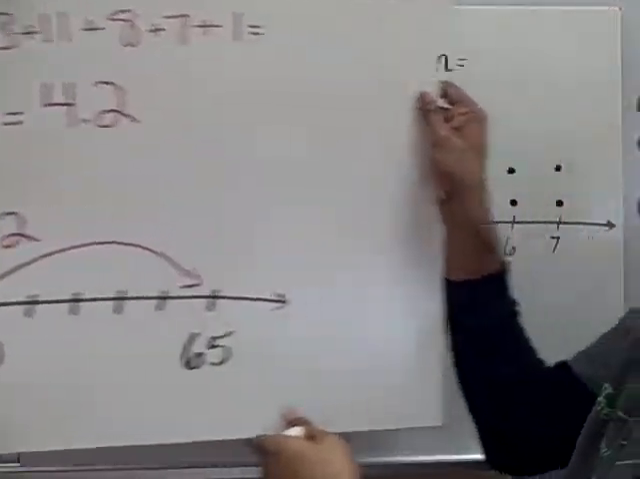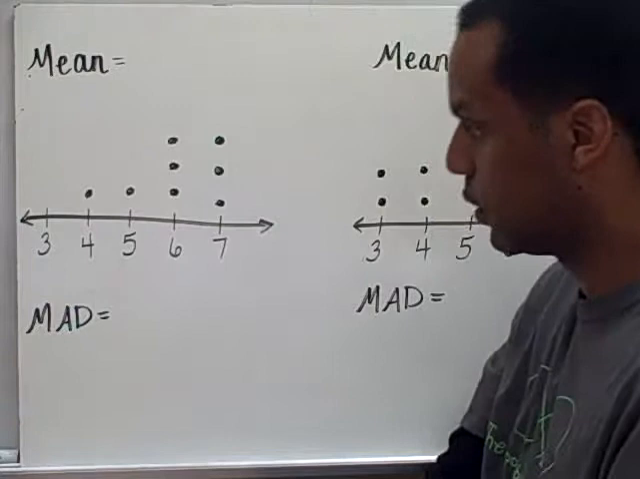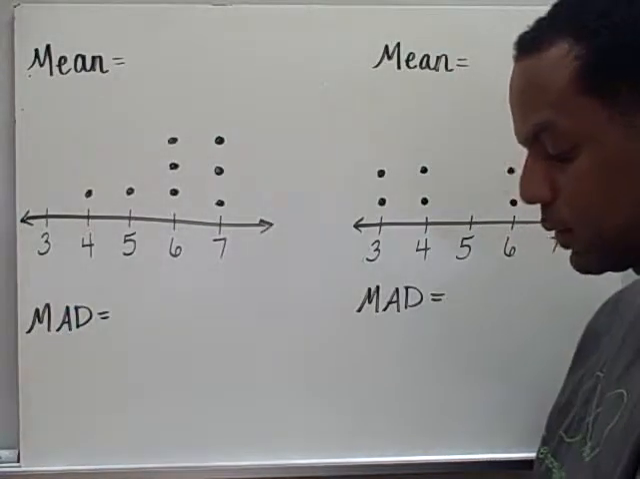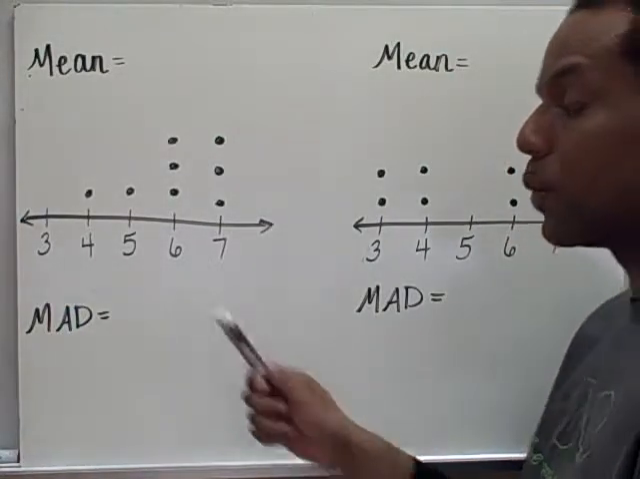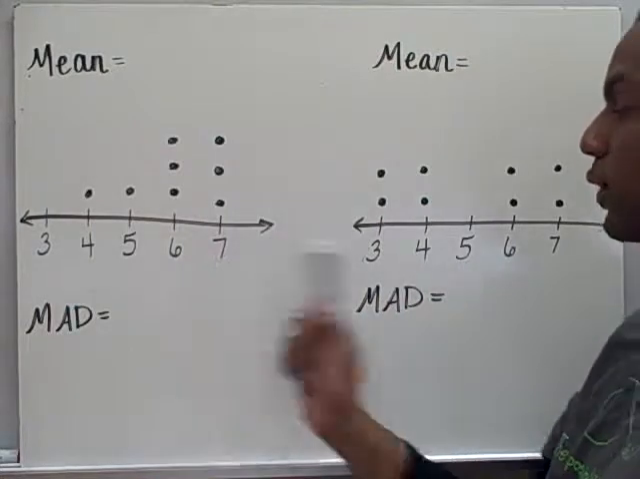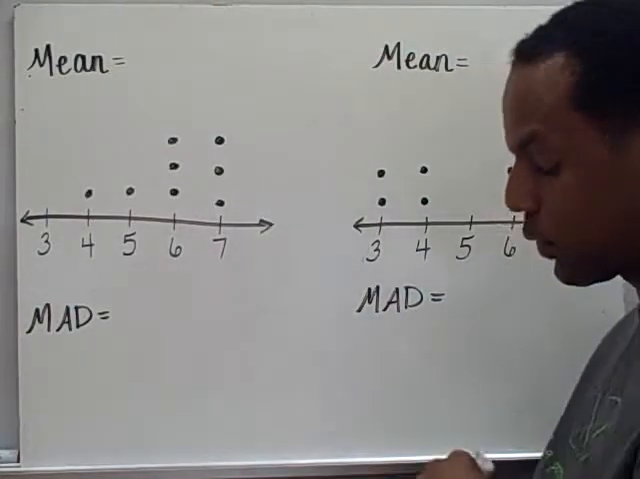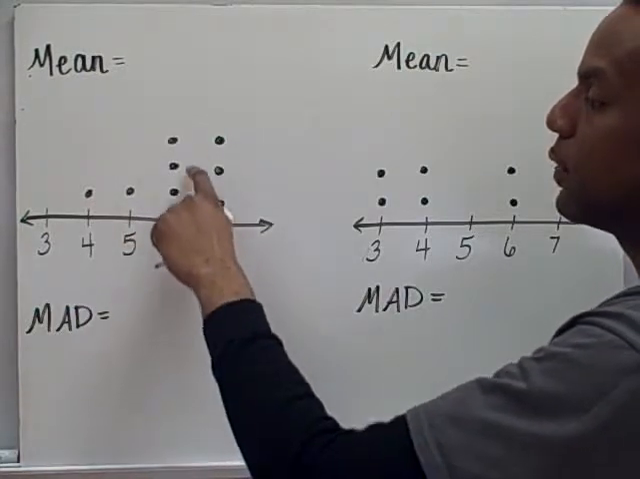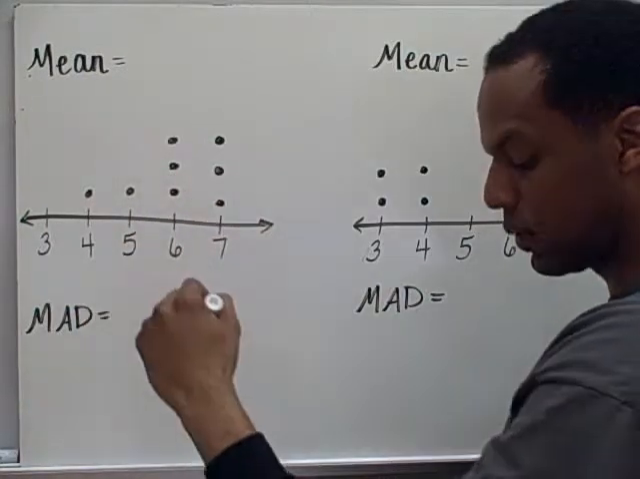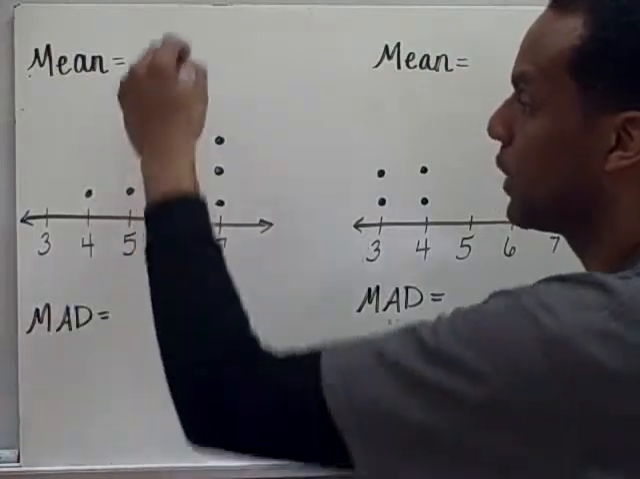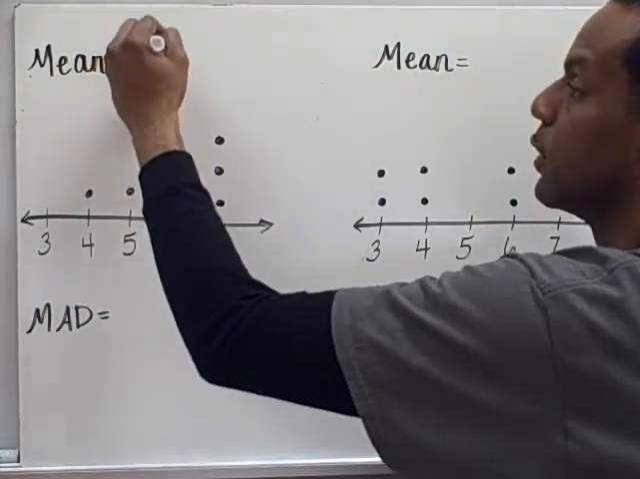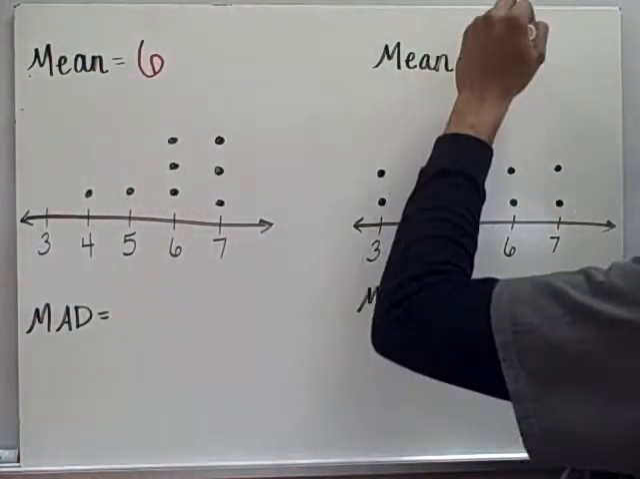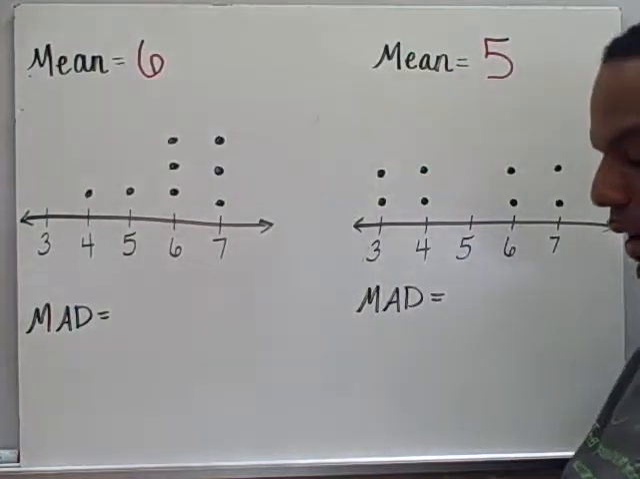All right, so we're going to look at another example here. So we have these values here on these two charts, and we're going to find the mean of each one. So we would add all of our values up here, and this would have a mean of 6, and this one would have a mean of 5.